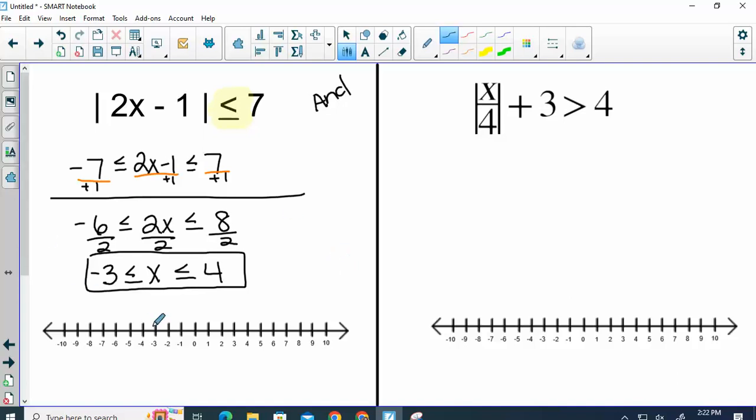When we go to graph that, equal to means closed circle. So we have a closed circle on the -3, closed circle on the 4. We are graphing in between those 2 pieces.